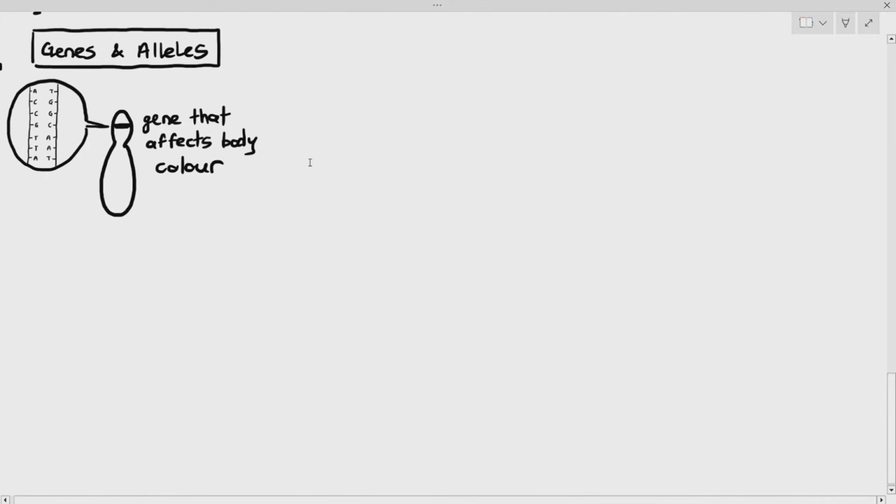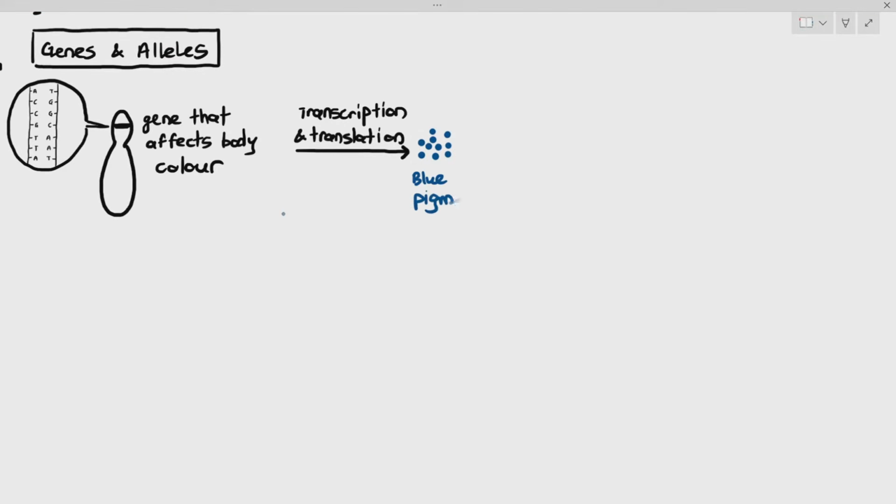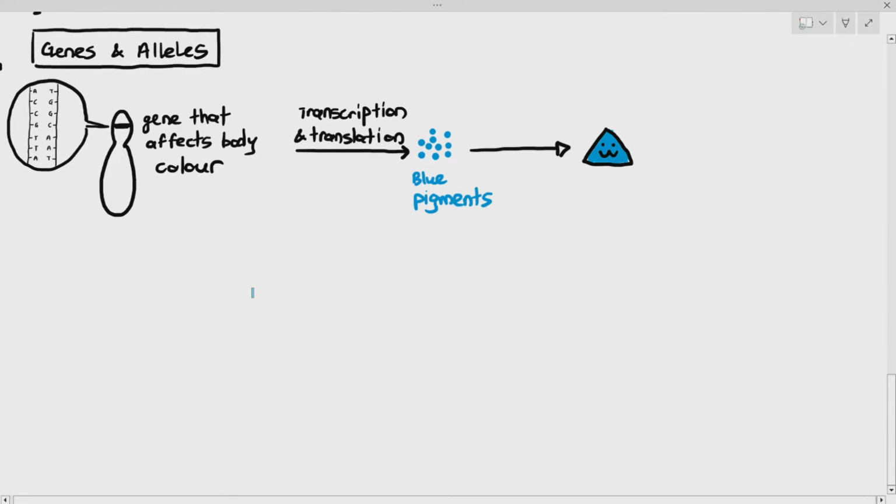Now, when it undergoes transcription and translation, it codes for a polypeptide and it produces a blue pigment. And for example, because the gene affects body color, this blue pigment, what does it do?